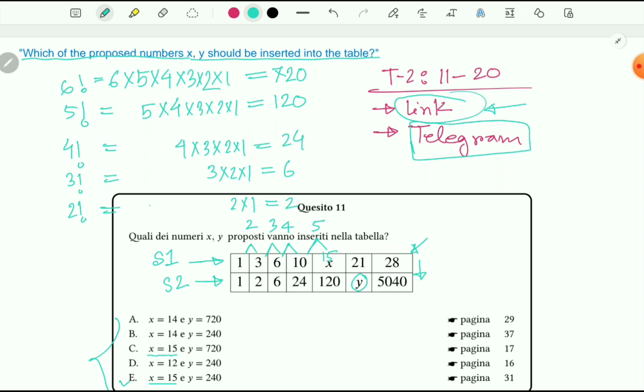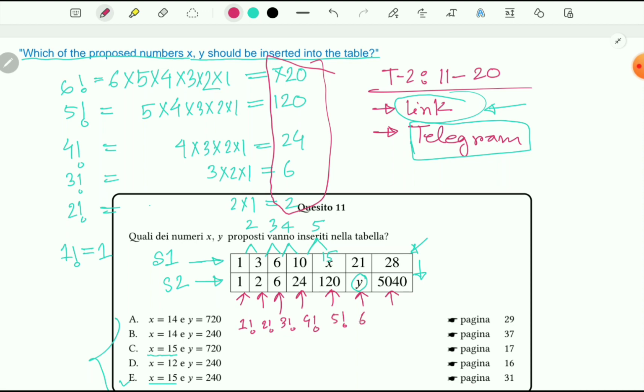Okay, I missed one more. What is 1 factorial then? Simply 1. Okay, so now take a look here. These values are the same here, like 2, 6, 24, 120, and y we don't know, then a large number, a big number. However, we can replace this series by saying that 1 factorial, 2 factorial, 3 factorial, 4 factorial, 5 factorial, then it's 6 factorial, and of course 7 factorial.